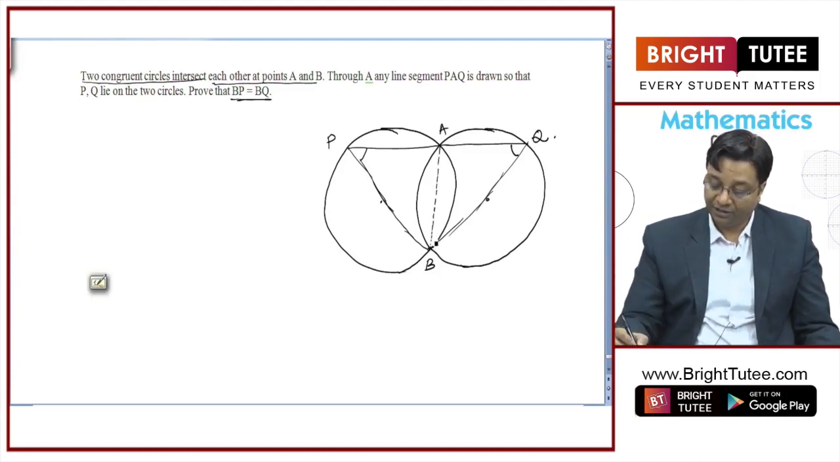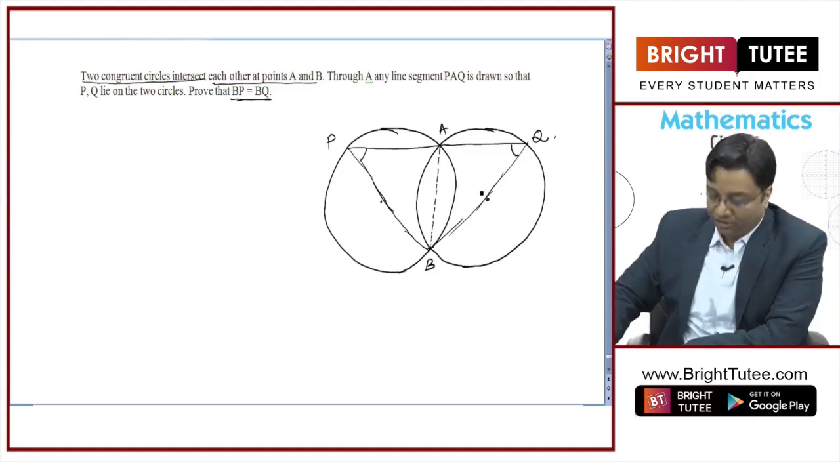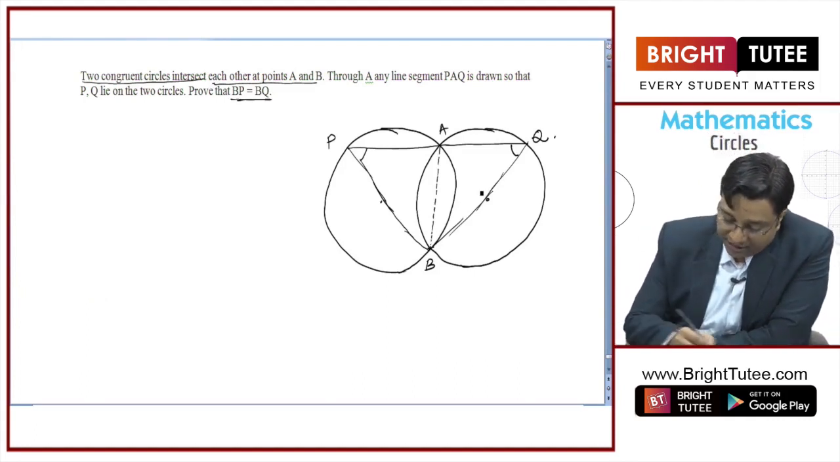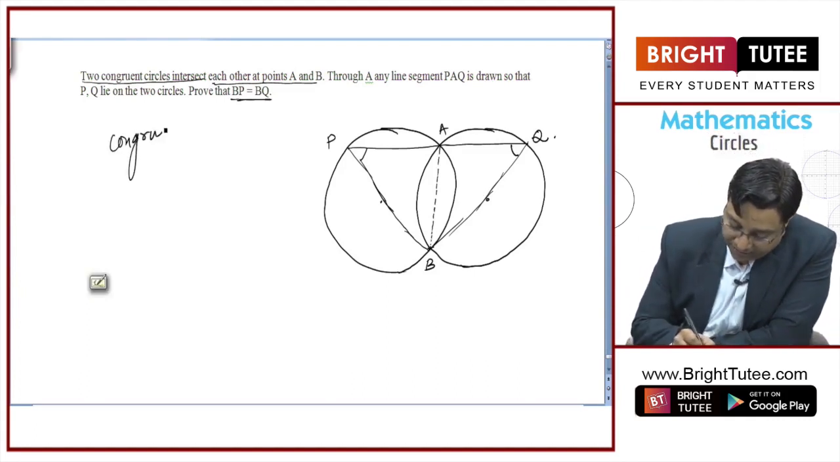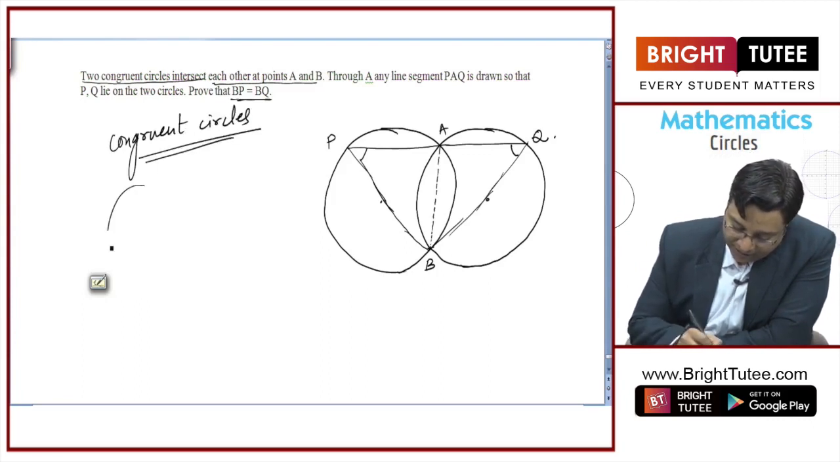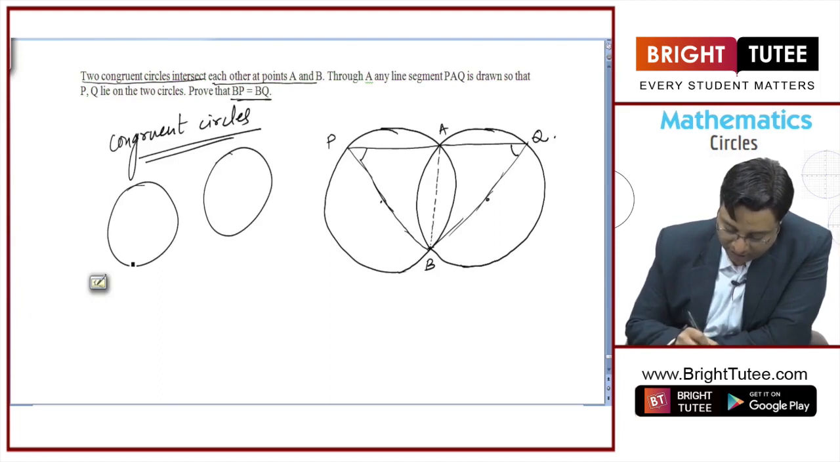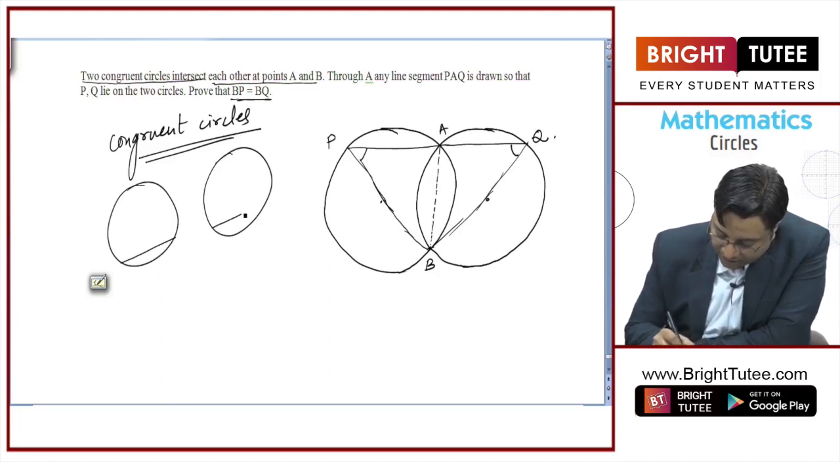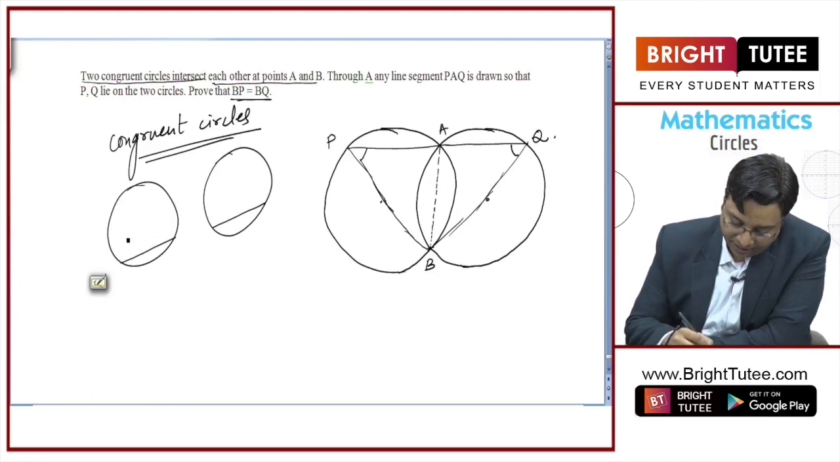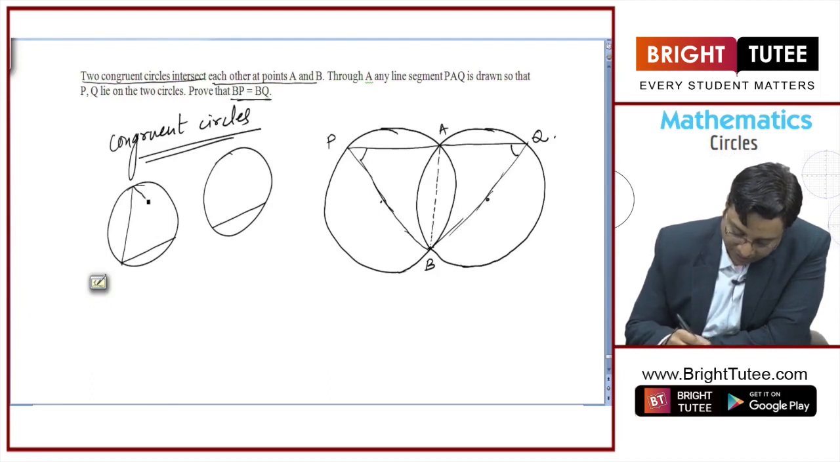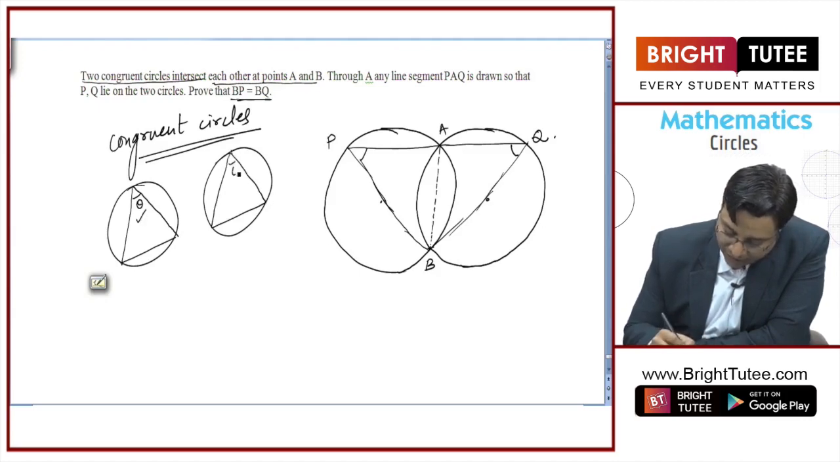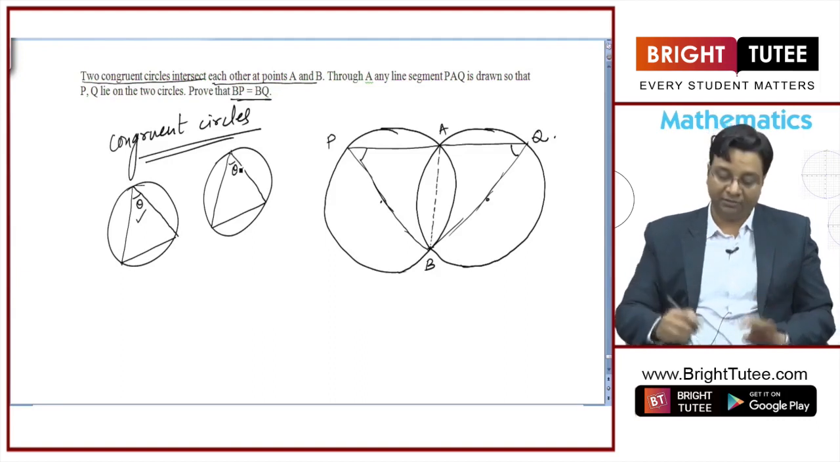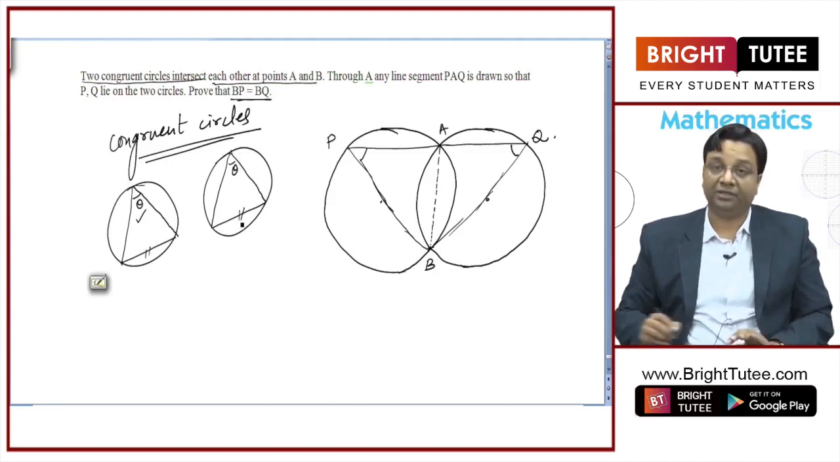Okay, this is the common chord. Now look at these two circles. These are congruent circles. Number one thing, congruent circles. Let us say I talk about these congruent circles. If I know that this chord is equal to this chord, then in congruent circles, the angle subtended by equal chords is equal. If this is theta, this will also be theta. This is the concept that we have already covered in our previous lectures.